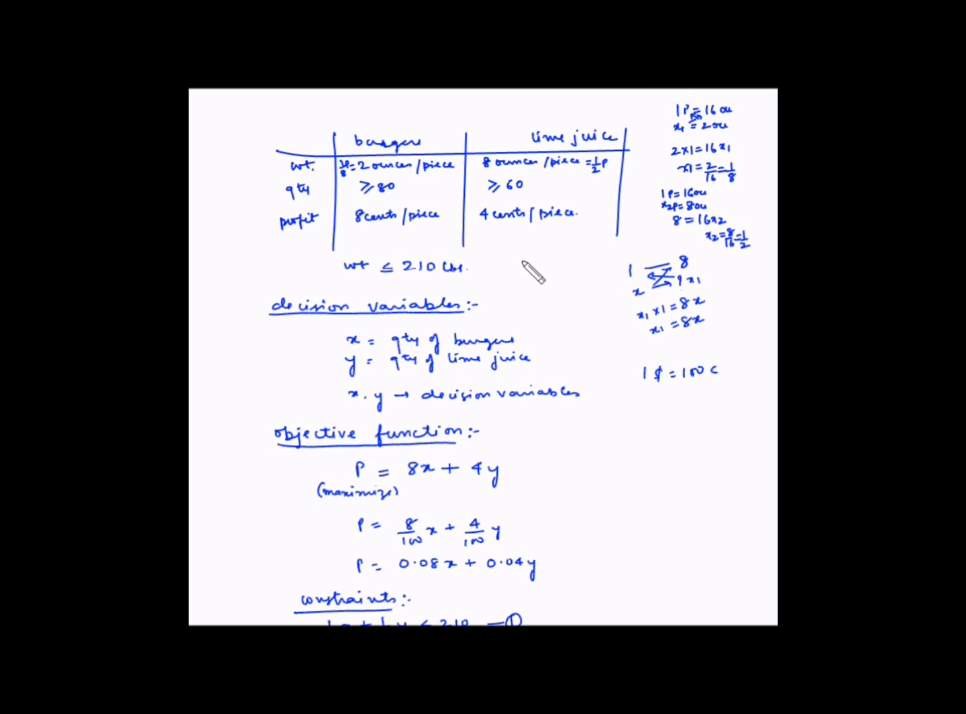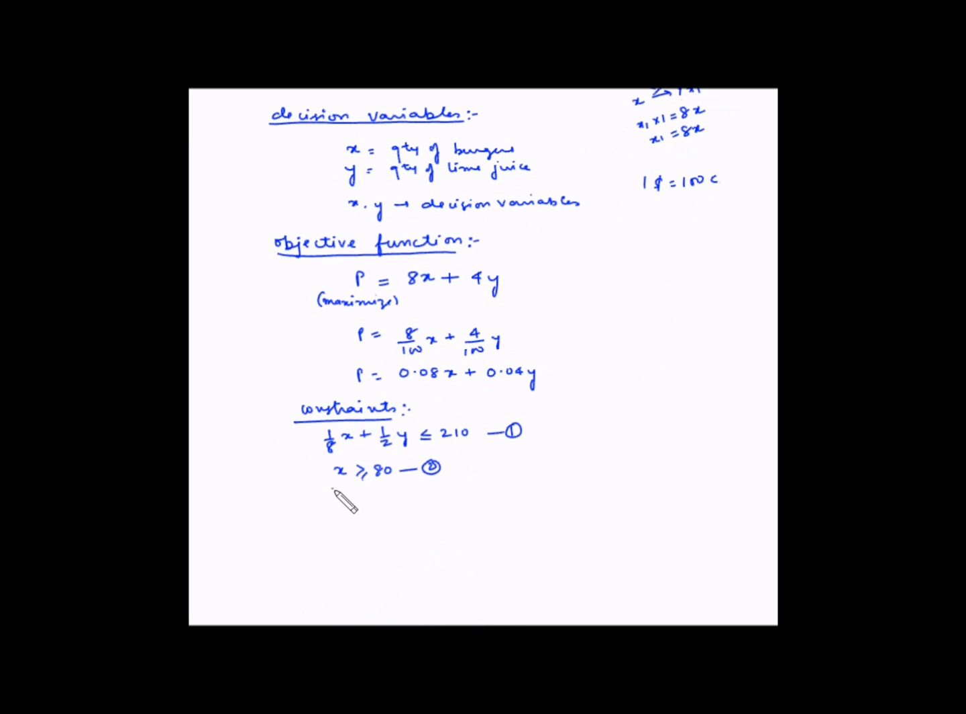Now the third constraint given to us is that the quantity of lime juice should at least be 60, or in other terms it should be greater than or equal to 60. Now we already considered y as the quantity of lime juice, so y should be greater than or equal to 60. So this becomes our third constraint: y should be greater than or equal to 60.